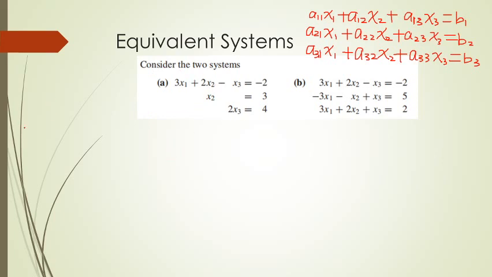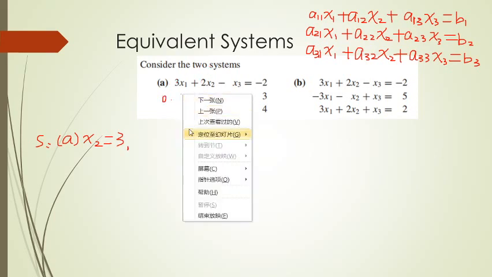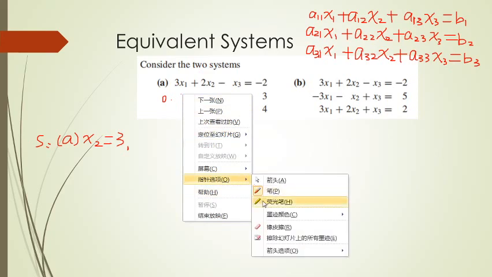So comparing those two systems, for part A, let's solve it. It's pretty easy, right? What is x2? x2 equals 3. That is pretty easy. And we do know that for A21, that is 0, right? You can take this one as 0 times x1, right?